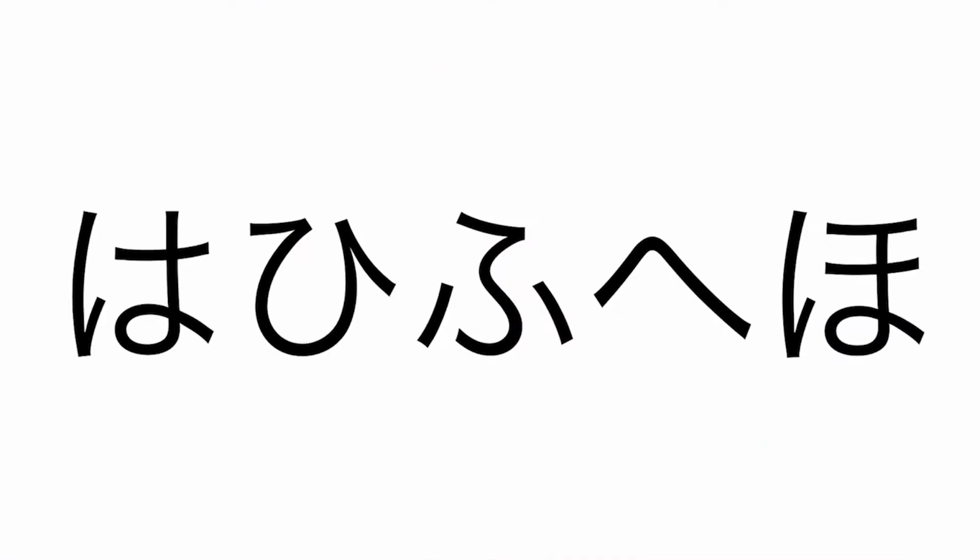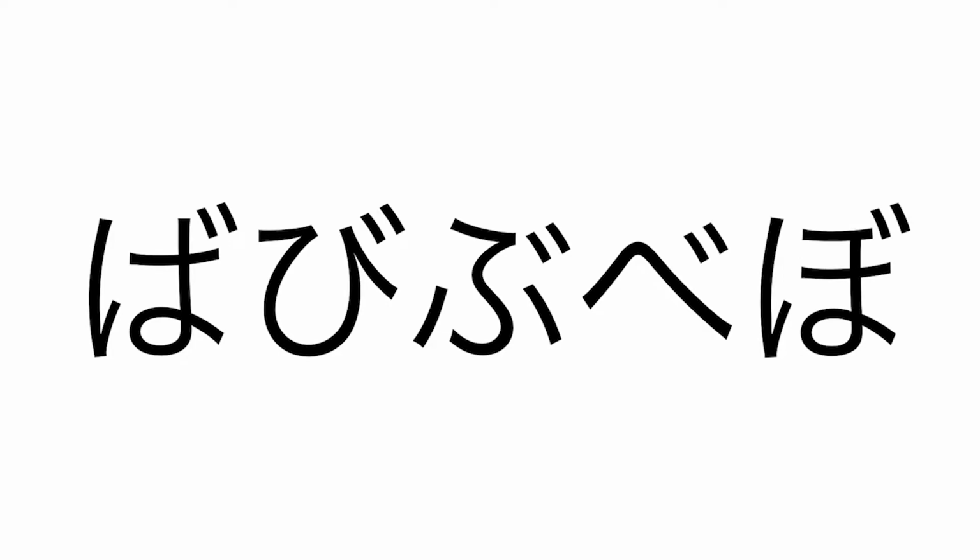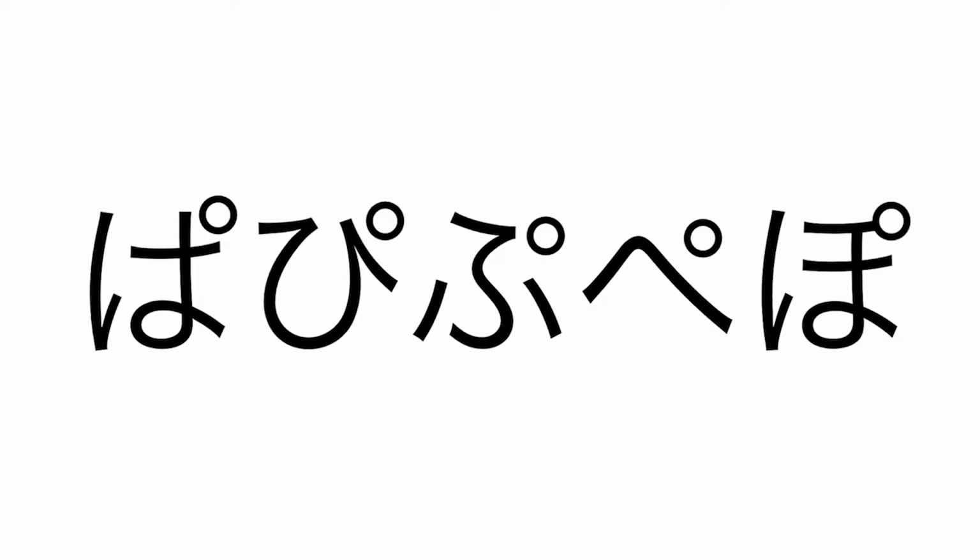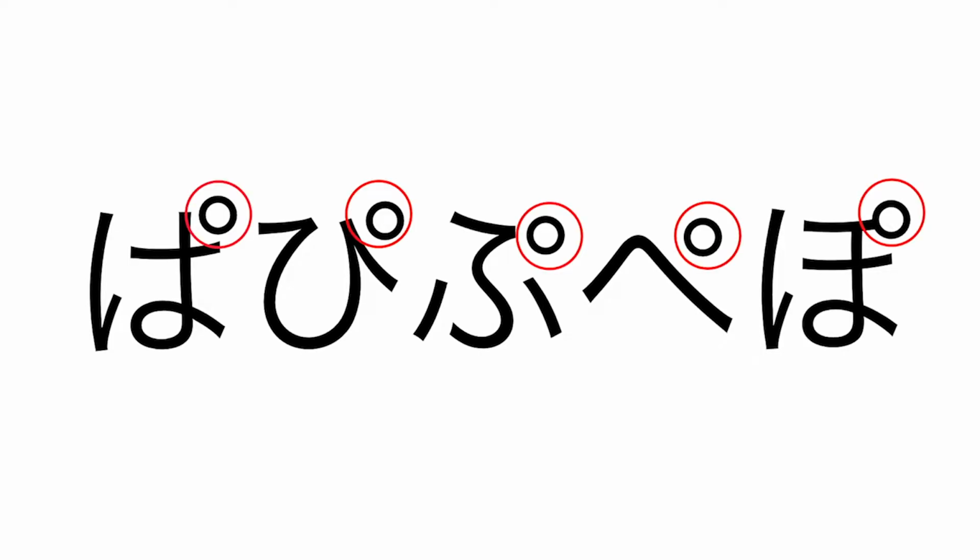So now you see the 5 letters Ha, Hi, Fu, He, Ho. And next Ba, Bi, Bu, Be, Bo. And these are Pa, Pi, Pu, Pe, Po. Did you notice? The letters are exactly same as Ha, Hi, Fu, He, Ho. But there are some additions.